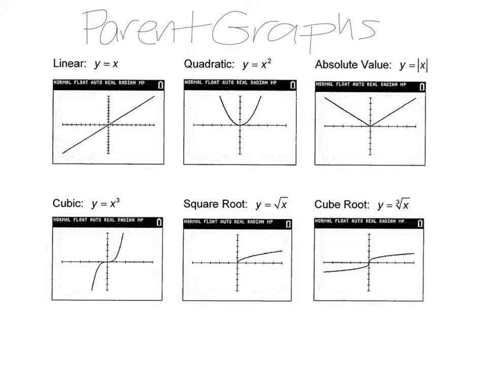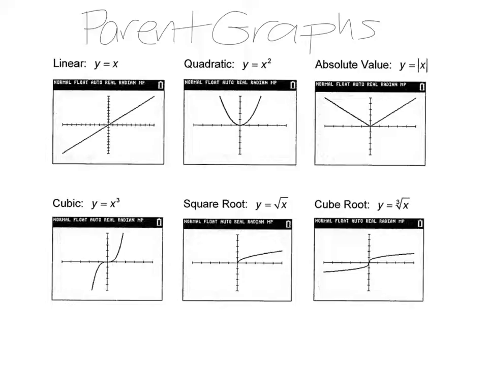Linear, y equals x, is just a straight line. Quadratic, y equals x squared, is a parabola. Absolute value, y equals the absolute value of x, is a V. Notice the parabola and the V are anchored at 0, 0. All of these graphs are.